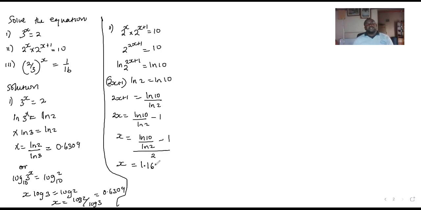Try out using log to base 10 on your own. Introduce log to base 10 here and see whether we come up with the same answer. And also you're going to introduce log to base 10 on the last one and give me the answer.